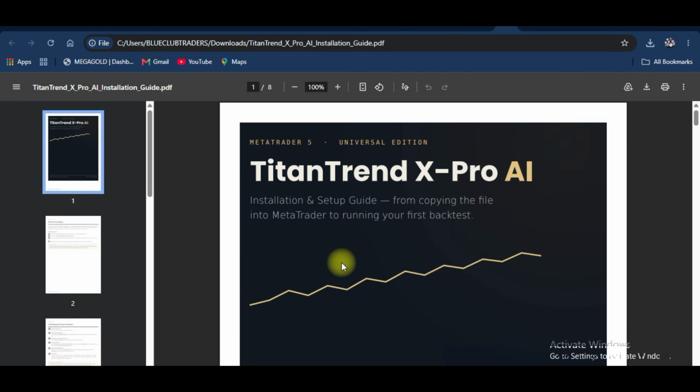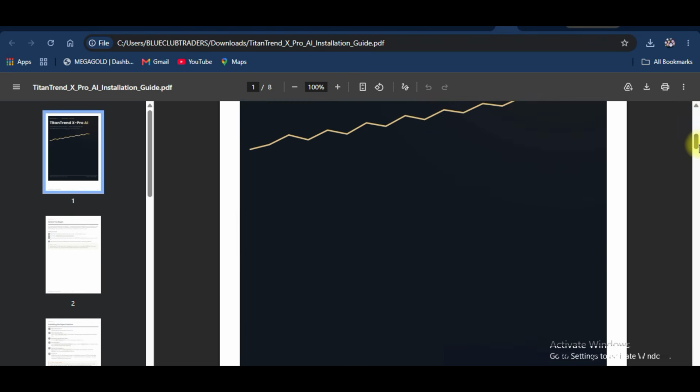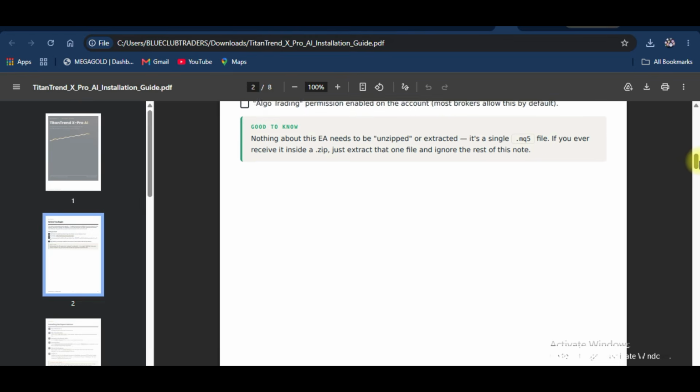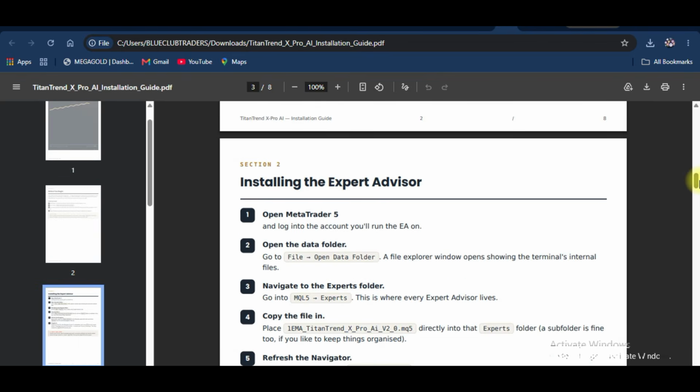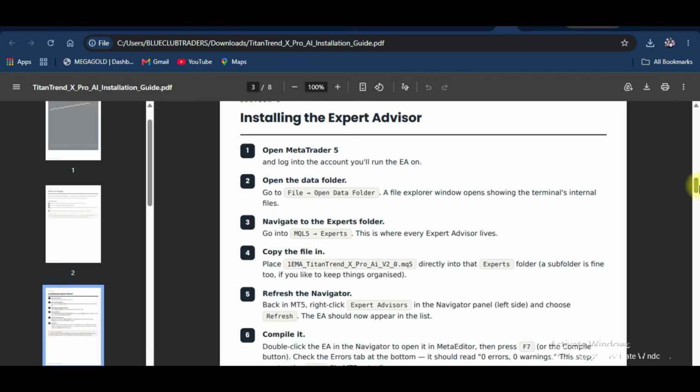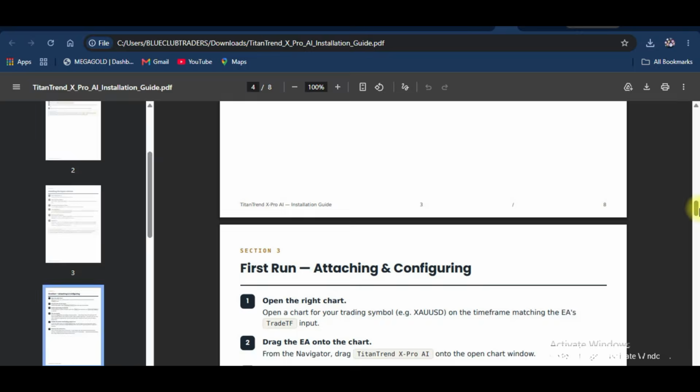So when you look here right now, you see the manual. You can see the manual from section 1 down to 8. It teaches you how to install the expert advisor. So from step 1, you can see: open MetaTrader 5. So go through it. See, this is another manual.